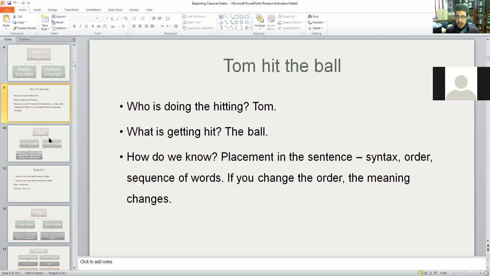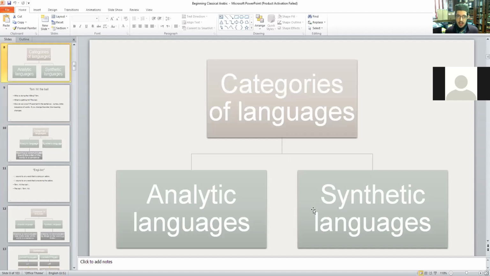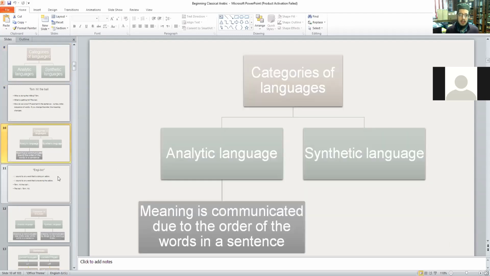However, not every language operates this way. This is the way that analytical languages work, or what are known as analytical languages. Synthetic languages are a little bit different. Synthetic languages, such as Arabic, are not as dependent on word order, but operate by putting actual phonemes, units of sound, on the words to tell you what they're doing. Who's doing the verb, who's receiving the verb, who's the subject, who's the predicate, so on and so forth.